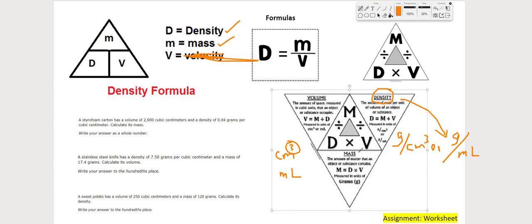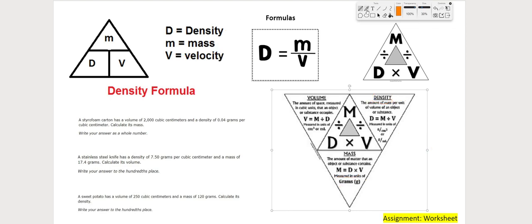Then when we're talking about mass, we're talking about weight. And when we're talking about weight, in this case it's grams. It's always going to be in grams, pounds, ounces. Think about that, all right? So let's go over these problems because they're very, very easy.